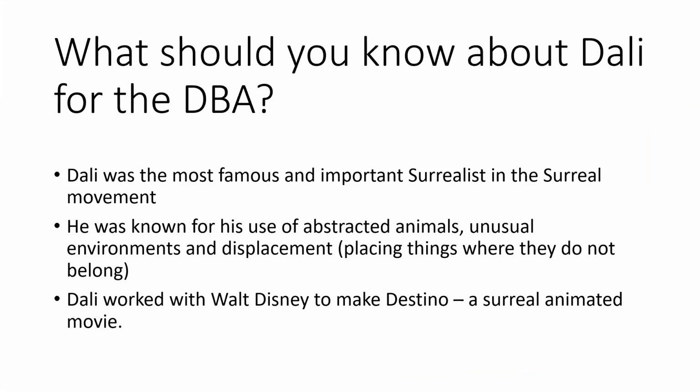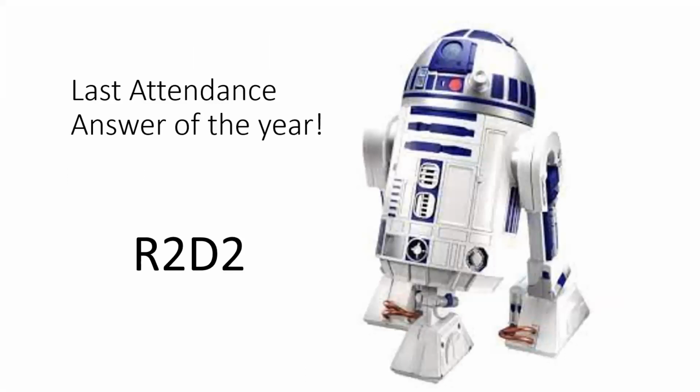You should know that Dali was the most famous and important surrealist in the surreal movement. He was known for his use of abstract animals, unusual environments and displacement, putting things that do not belong. He had those dreamlike paintings. Dali worked with Disney to create Destino, that really crazy, weird movie.